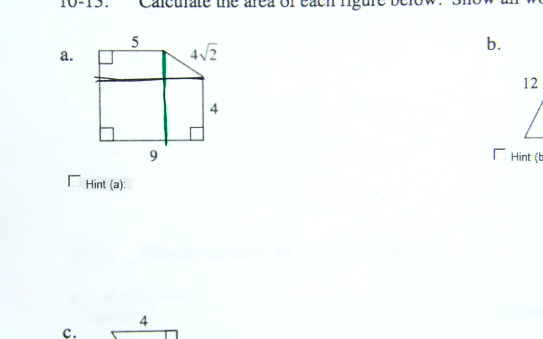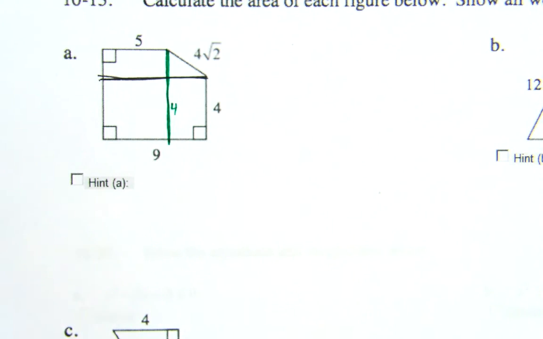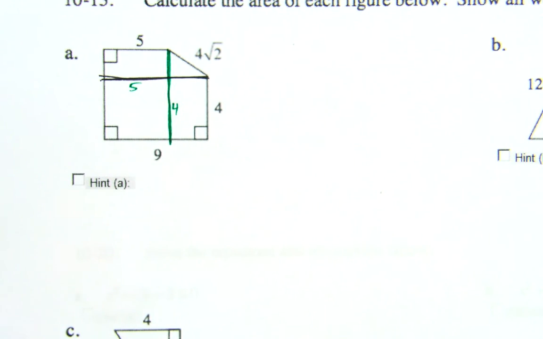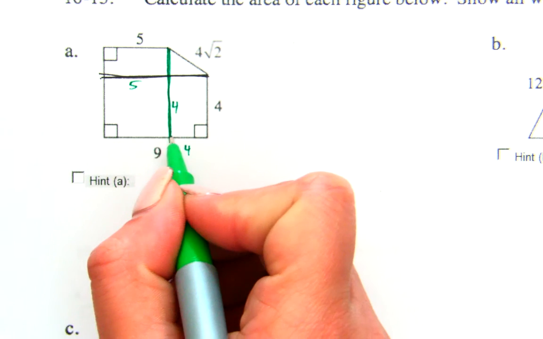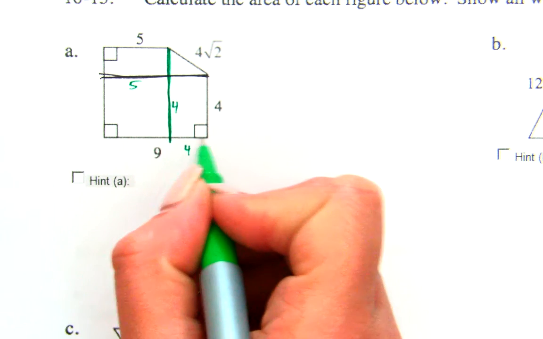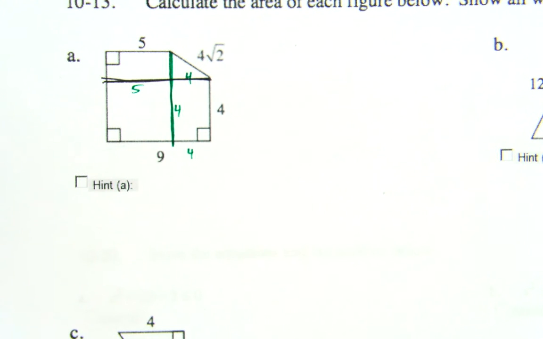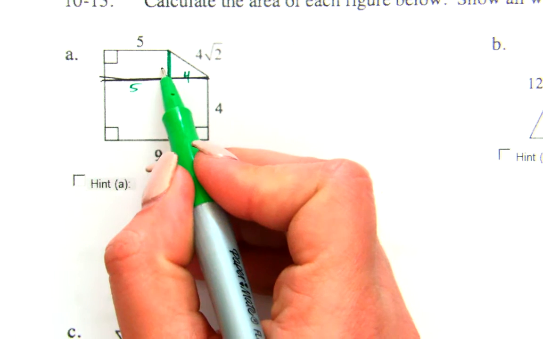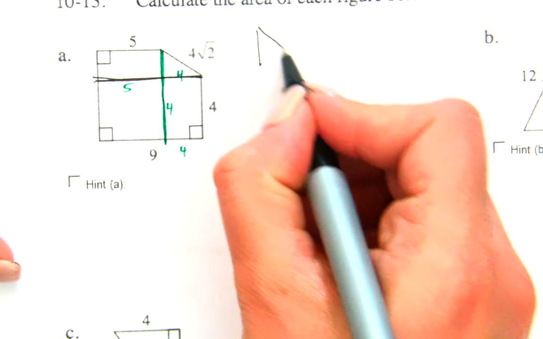How are we going to figure this out? Well, that's 4. This is 5. I'm assuming this is 4 also, because if this is 9, this is 5, the whole thing is 9, that has to be 4. So that's 4. Oh, then you have to find this. Okay, so this is a lot more complicated than I thought it was going to be.